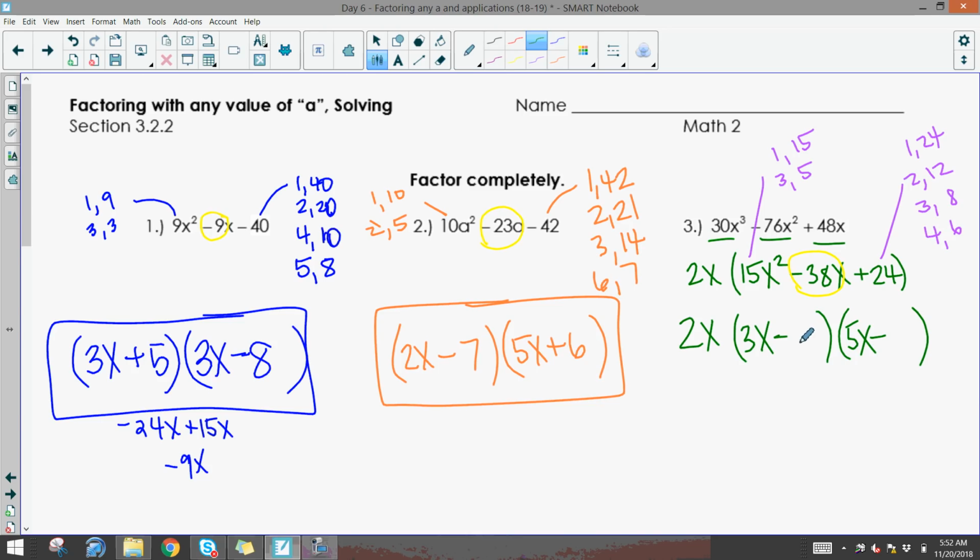So if we start with a 4 and a 6, 3x times 5x is 15x squared. Negative 18 minus 20 is negative 38. Oh, how about that? It worked out on the first try. That's awesome. And then negative 4 times negative 6 is positive 24.